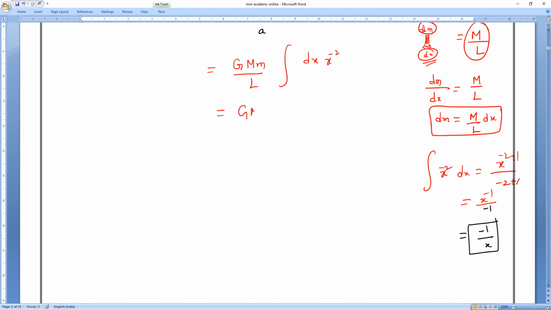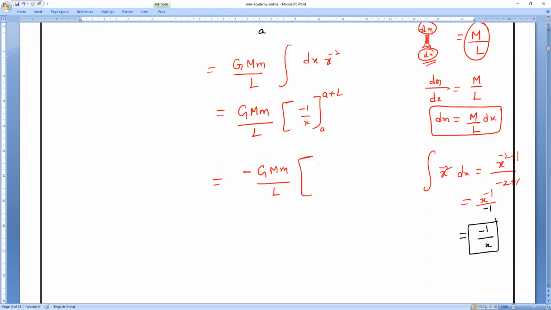So that is equal to G into capital M into small m divided by L. If you are doing it this way, it is good; otherwise, it is not good. So this is equal to the integration of minus 1 by x, with limits a to a plus L. Substitute, and you will get the answer. Let me take the minus outside, I will put it as a minus. If you just casually multiply, I can take it as minus G capital M into small m divided by L.